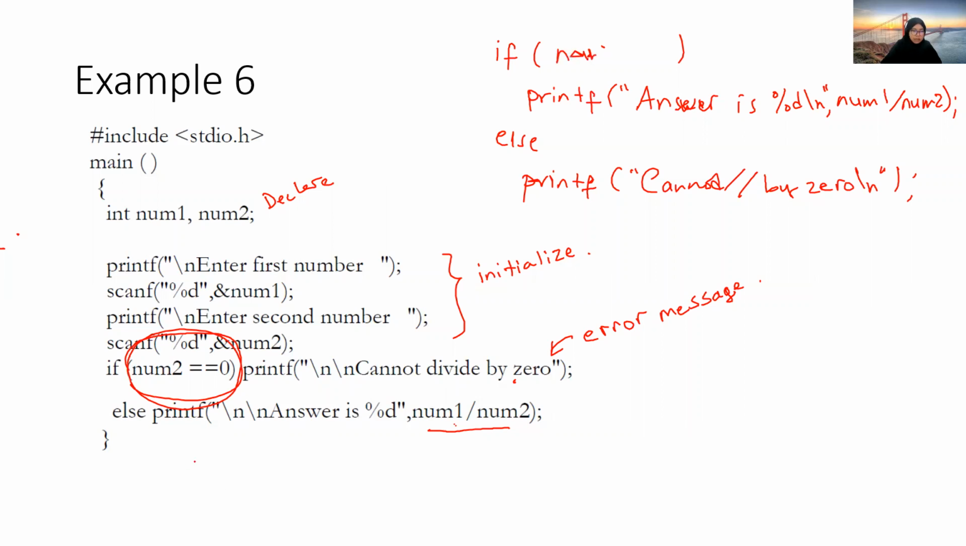If num2 is not equal to 0. So that is your logical not equal to 0. Then your answer is going to be num1 divided by num2. Otherwise, meaning that num2 is 0. Not 0 is 0. So that's the opposite of that.